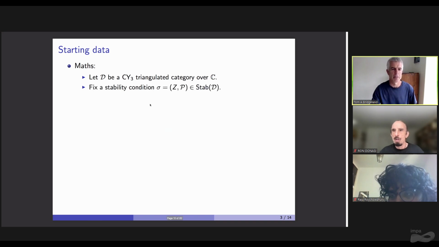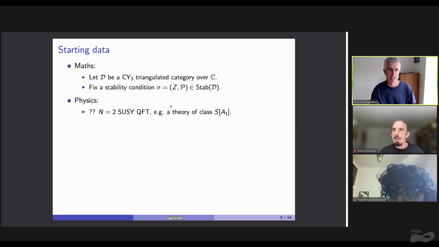Okay, and then the other piece of data I need is a stability condition on this. There is an algebraic definition of what a stability condition on a triangulated category is, and I'm not going to go into that just now, but mathematically, that's the starting point. Physically, I'm not really qualified to say, and I'm very happy for people to butt in and correct me here.